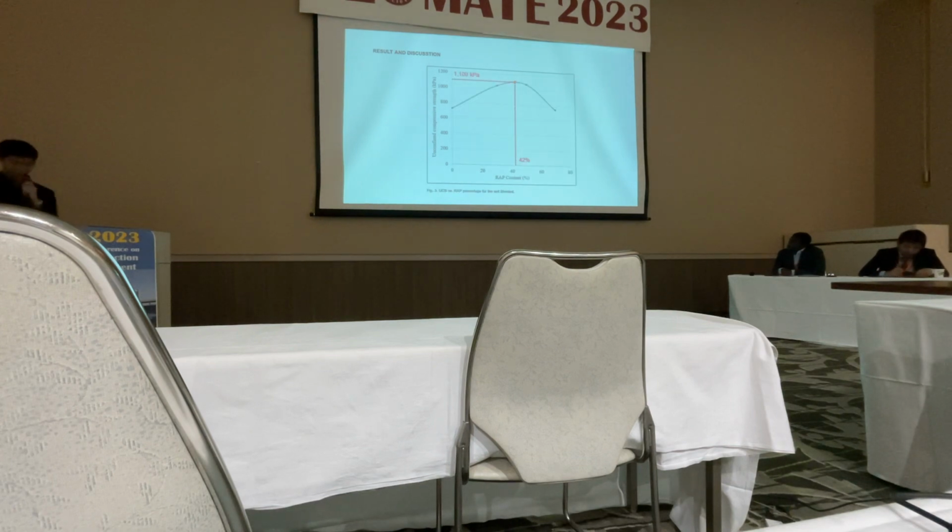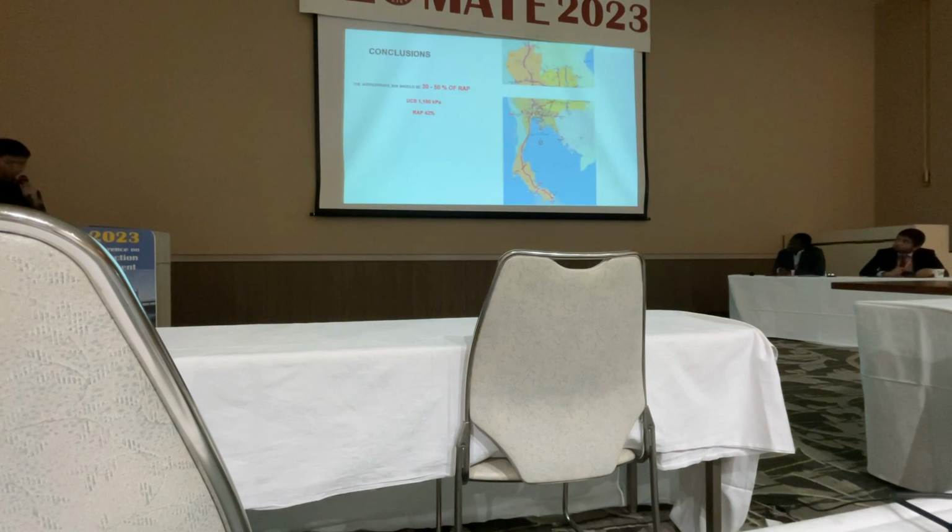In this graph, we can see that when mixing with recycled asphalt pavement, at the beginning the unconfined compressive strength is increasing and then it drops. So we can determine the optimum point. We conclude that according to my study, we suggest that the appropriate mixing of recycled asphalt pavement should be 30 to 50%. The unconfined compressive strength is 1,100 kPa and RAP approximately 42%.